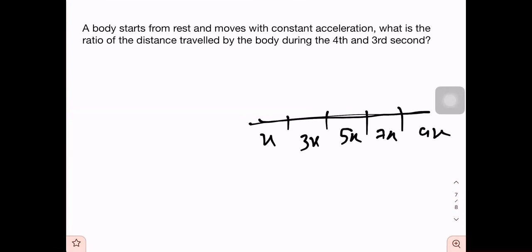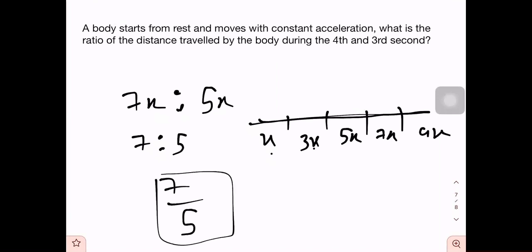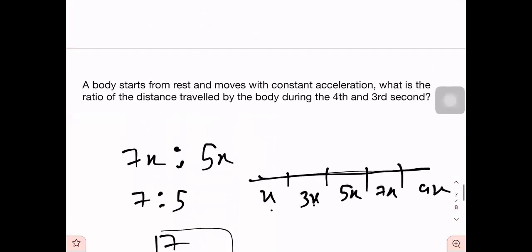So during the fourth second, the distance is 7x, and the ratio is to the third second, which is 5x. And this can be simplified as 7 is to 5. So the ratio of the fourth to third second is 7/5. And that was the last problem. So that's it for this video.